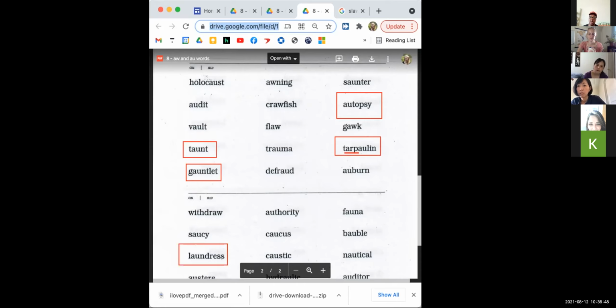Laundress. Looks like laundry. Laundress, with this ending, is the person who does the laundry. Usually the woman who does the laundry. The laundress.